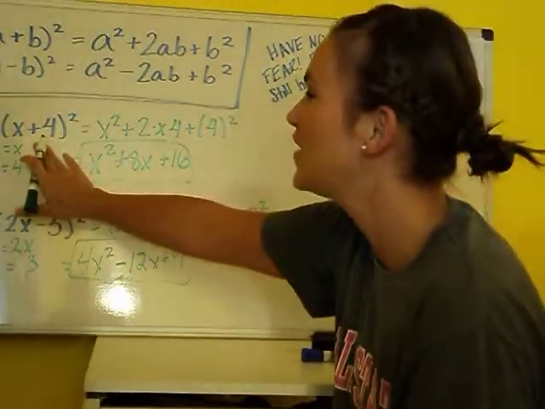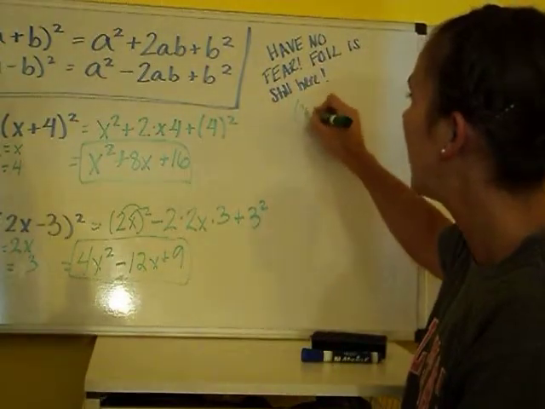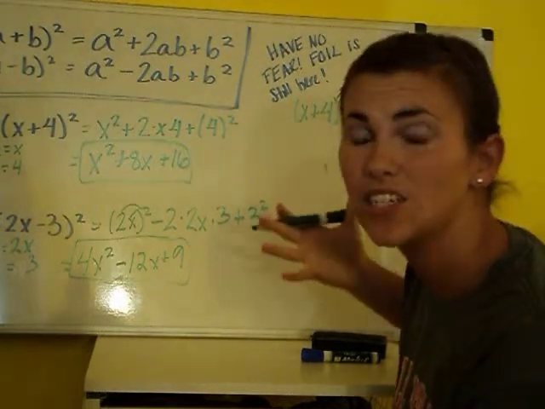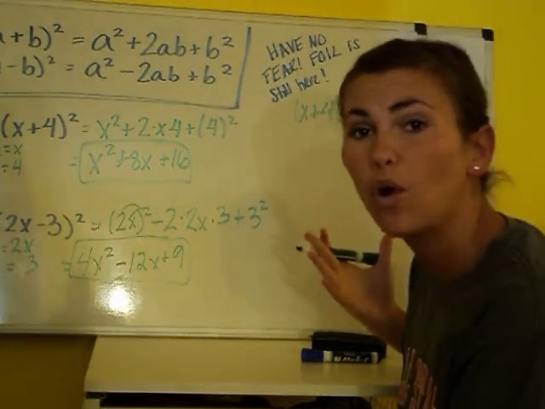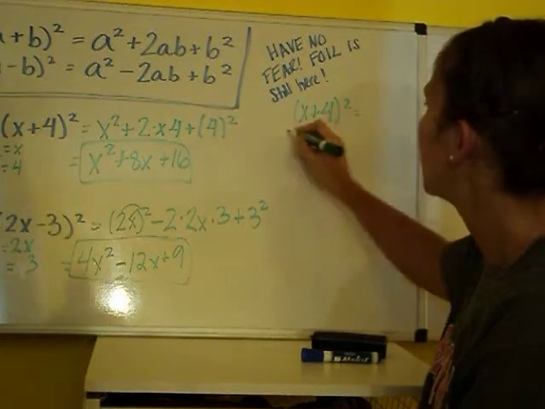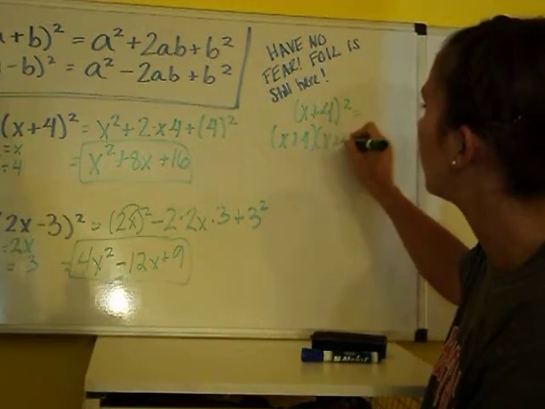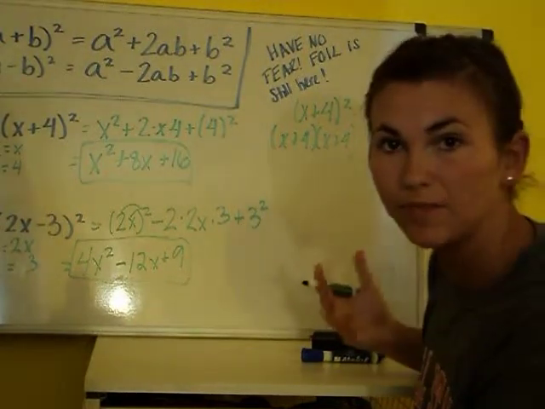Okay, so if you're faced with a problem like this, x plus 4 squared, you can easily just make your 2 by 2 chart, or you can rewrite it as x plus 4 times x plus 4 and FOIL it out.